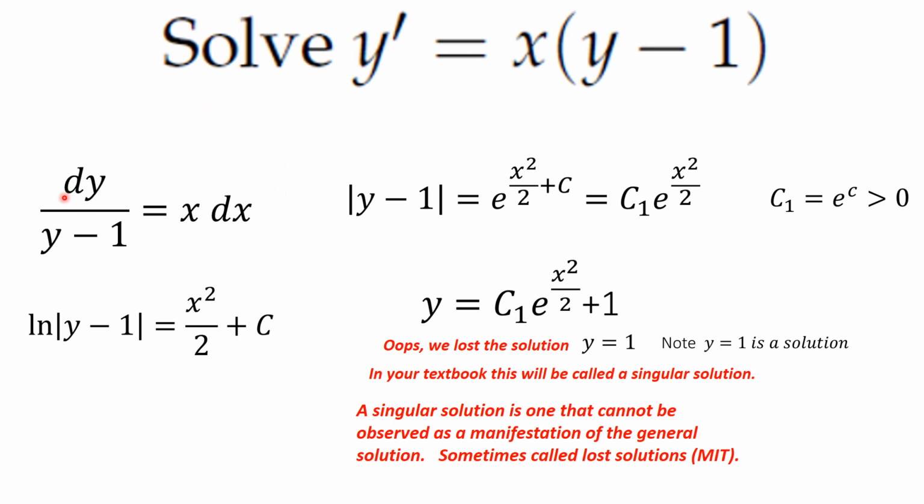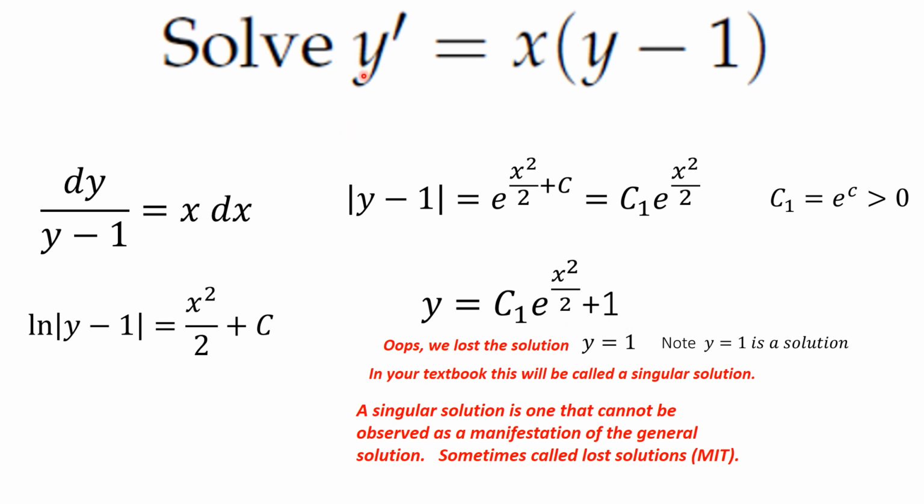So we separate variables, integrate both sides, exponentiate both sides, and observe that e to the c is a constant. We're calling it c1. We're being a little more careful than I often will be with the constant here, so we get to that expression. But we note that e to the c is always going to be bigger than 0, and so we can solve for y, getting y is equal to this. But, oops, we lost the solution y equals 1.